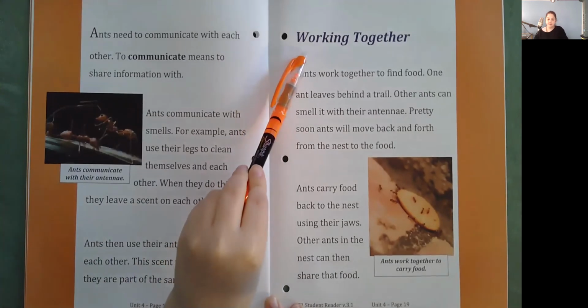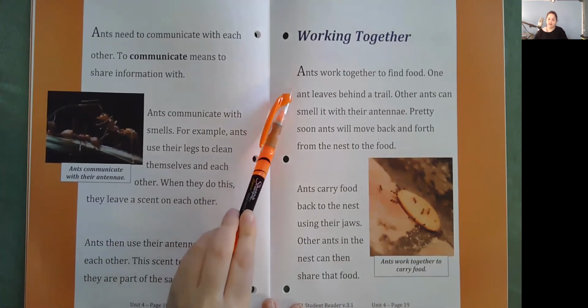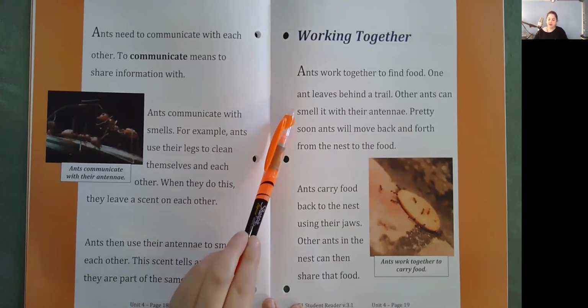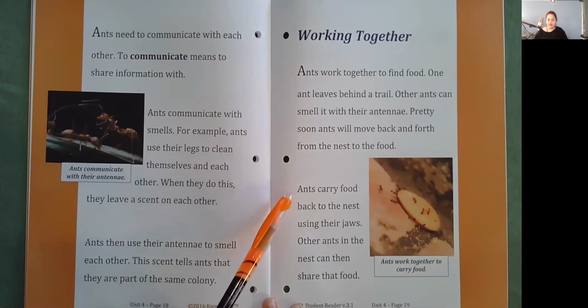Working together. Ants work together to find food. One ant leaves behind a trail. Other ants can smell it with their antennae. Pretty soon, ants will move back and forth from the nest to the food. Ants carry food back to the nest using their jaws. Other ants in the nest can then share that food.